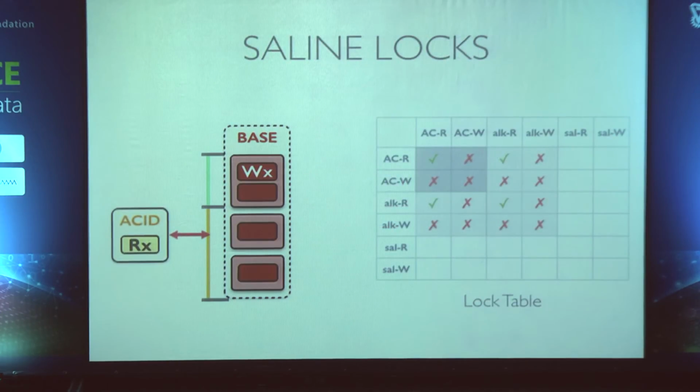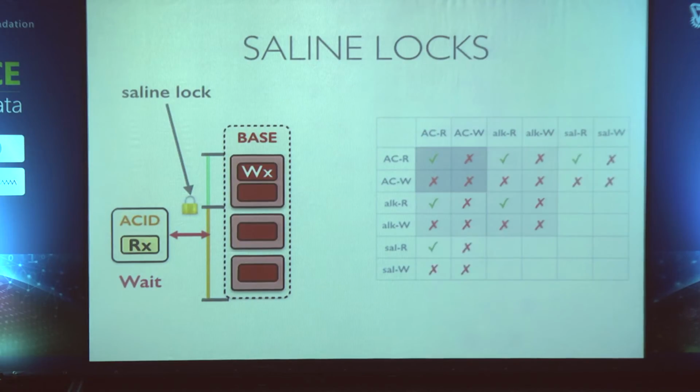When it comes instead to SALINE locks, they should only prevent ACID transactions from seeing those intermediate states. To other kinds of transactions, either ALKALINE or BASE, SALINE locks are invisible. They're very visible for ACID transactions, which can't mess with SALINE locks. But the other transactions are not going to see any effects from them. So this is what the SALINE lock does. And again, a SALINE lock, when it interacts with ACID, is going to have a conflict, except in the read-read case. And for all the other entries, there's going to be no conflict. It is as if SALINE locks don't exist. Great.